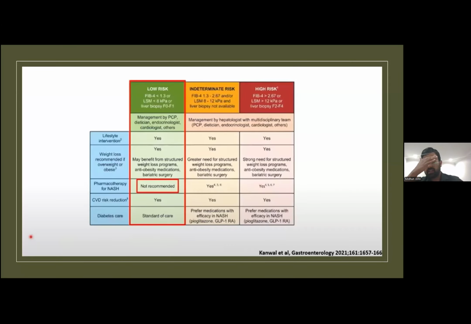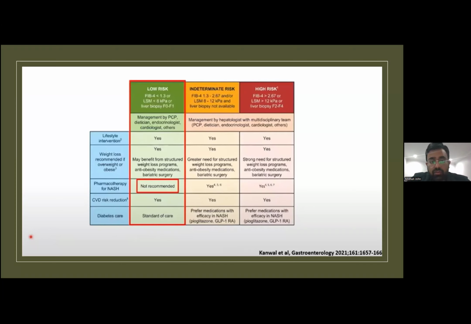This slide is a nice slide to summarize what we do for these patients. In the previous slide, we mentioned low risk, intermediate risk, as well as high risk. Just to revise, low risk is when we have a FIB-4 that's less than 1.3, an LSM less than 8, as well as a liver biopsy that's F0 to F1. Obviously, you don't need to do a biopsy, but sometimes when you do have it, it will help you stratify your patient. So whether it's low, intermediate, or high, we treat according to the five points on the side. So one is your lifestyle intervention.